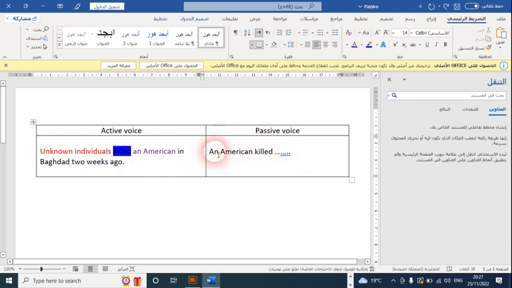The reader or the listener will think that the American killed someone. He did the action of killing.